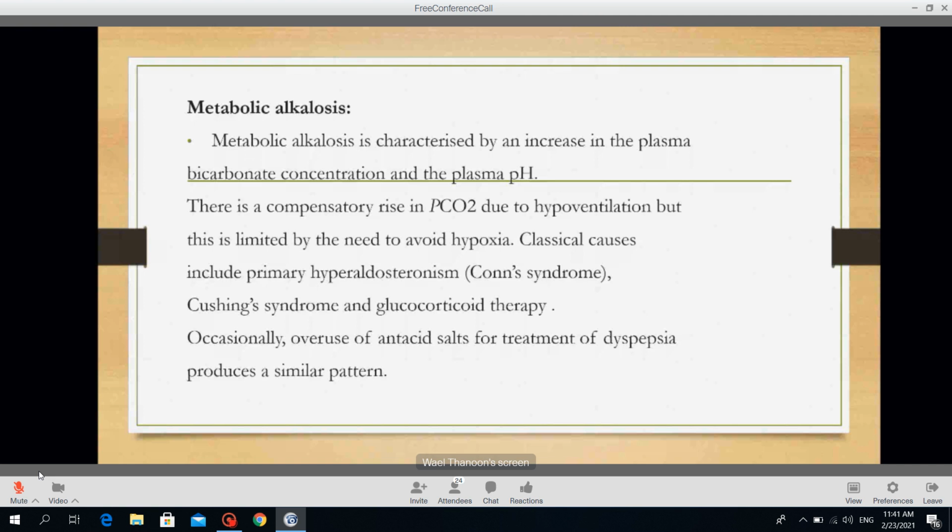That means cortisones, and its treatment is cortisones, excessive glucocorticoids in blood due to endogenous or exogenous increase in cortisol, or increase in aldosterone in Conn's syndrome or Conn's adenoma. Both of them present with hypertension, but in Conn's there is more hypertension. Occasionally, overuse of antacid salts for treatment of dyspepsia results in a similar pattern. Many antacids contain bicarbonate, and the patient may use them excessively and develop metabolic alkalosis due to excessive bicarbonate absorption from the gut.